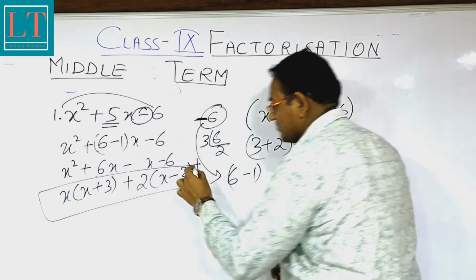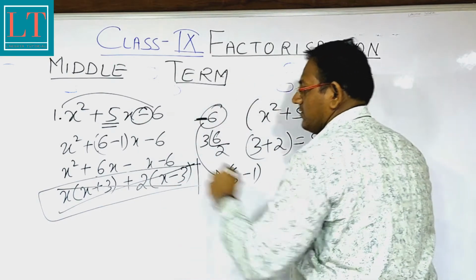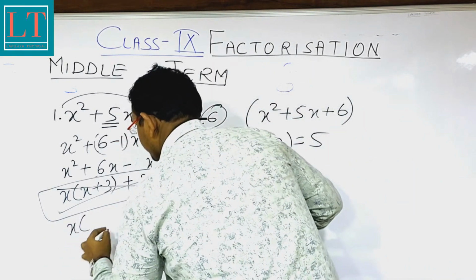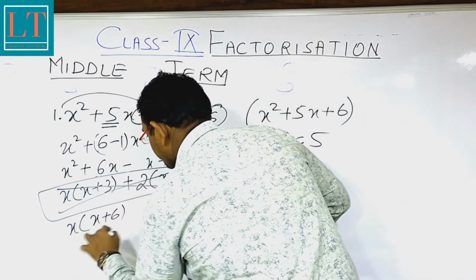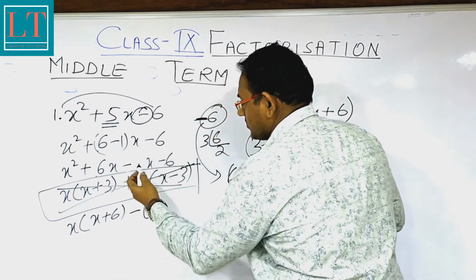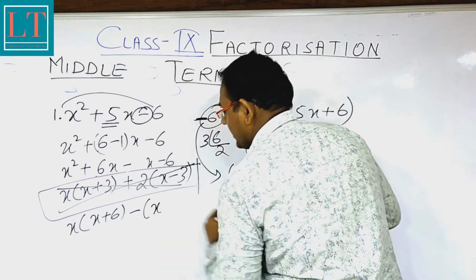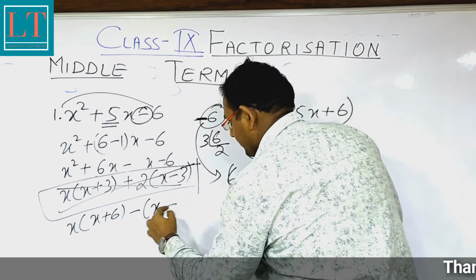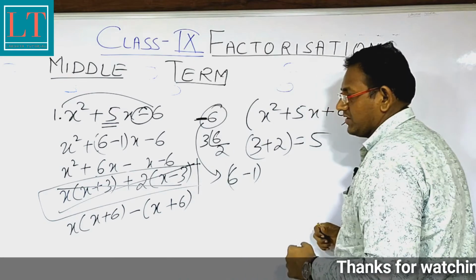So in that case, we won't get this result. We will simply take x common from the first two terms. So we will get x plus 6 over here. And from the last two terms, we take a negative sign common. So if we take negative common, we will be left with x. Similarly, if we take negative common, we will again get plus 6 over here.